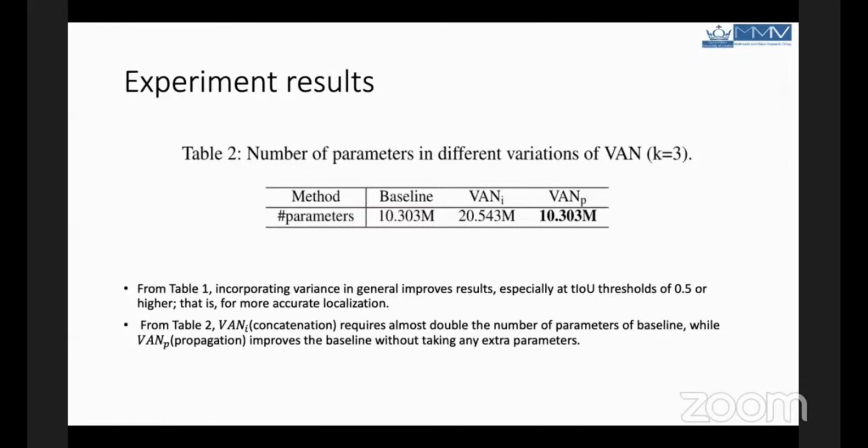Table 2 shows the number of parameters. This number of parameters is related to the inference time and the calculation FLOPs. We can say that the concatenation almost doubles the number of parameters of the baseline, while our propagation method has the same number of parameters as the baseline. So our propagation method can improve the baseline without taking any extra parameters. It shows the effectiveness of our network.